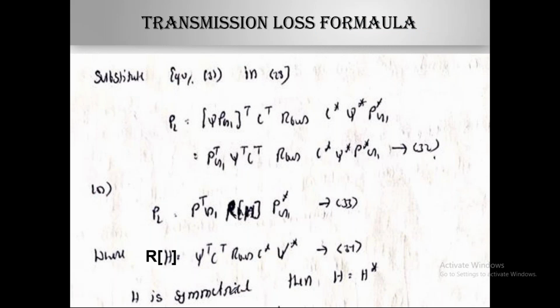Here I am simply writing that if any parameter is symmetrical, then both its conjugate and its real value are equal. That's why I have simply written it like this. To show that any one of the parameters is symmetrical, you can append it like this. You can assume it like this.